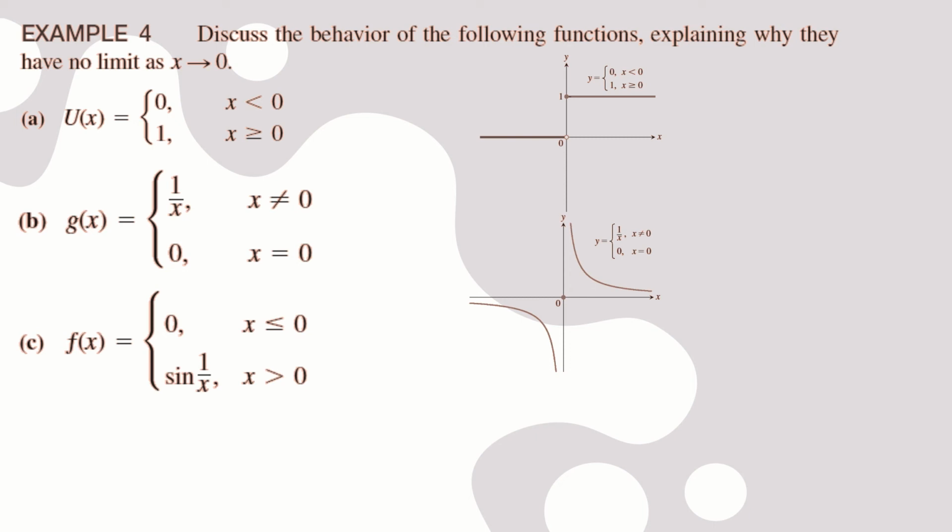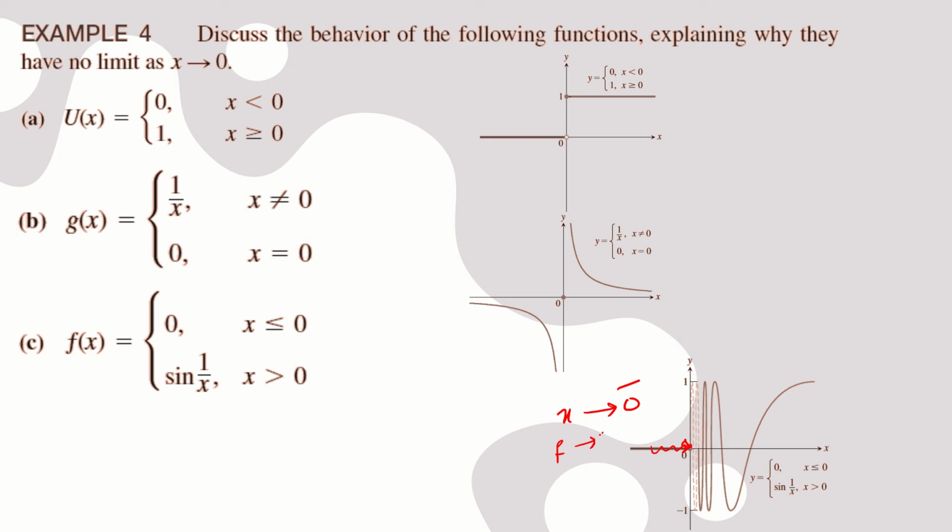Okay, if you consider f of x equal to 0 when x is less than or equal to 0, and it is sin 1 over x when x is greater than 0, right? So in this case you see again the graph of this function is like that. So from the left side, as x approaches 0 from the left side, the graph is approaching towards 0. So it means the left behavior of the function is 0.